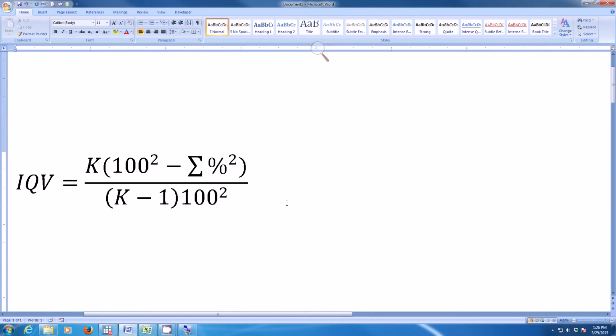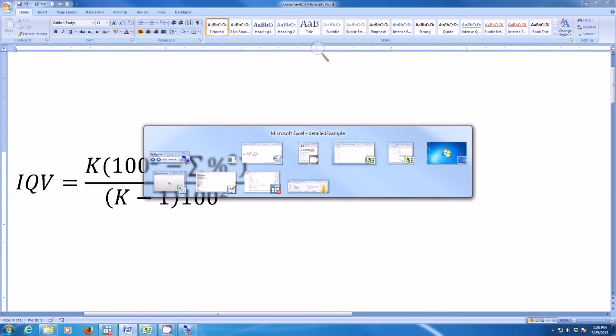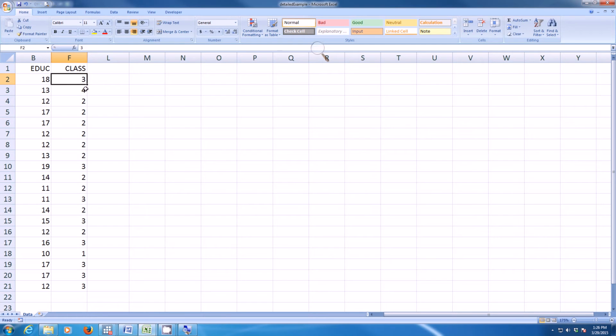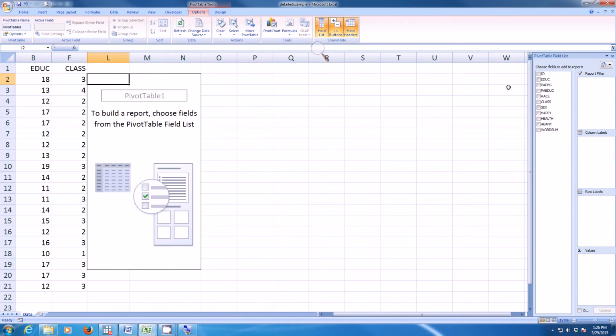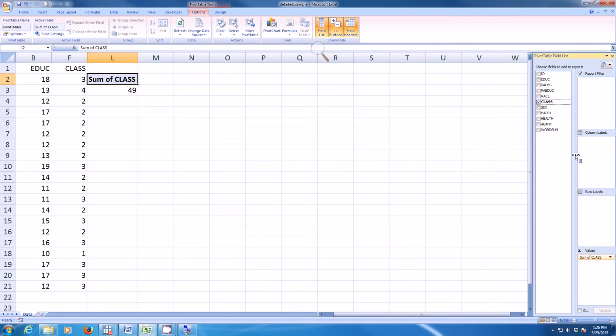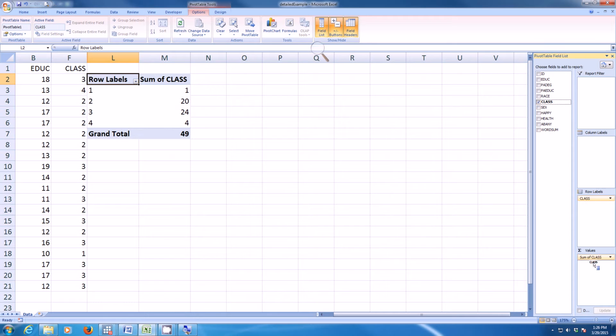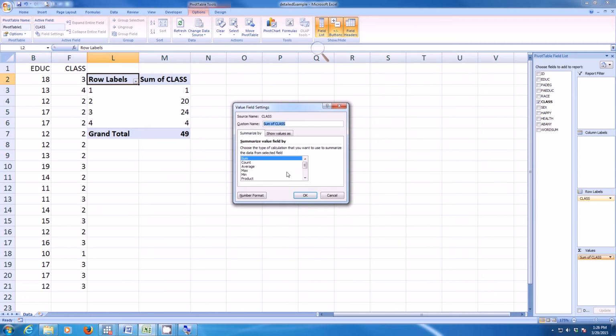So, I basically have to calculate the sum of the squared percentages. And I can do that by going back to my data. And so the first thing I can do is make a pivot table. So again, if I go to Insert, Pivot Table, I can put it in my existing worksheet right here. Take class. And I'll get the count of class to get the frequency distribution.